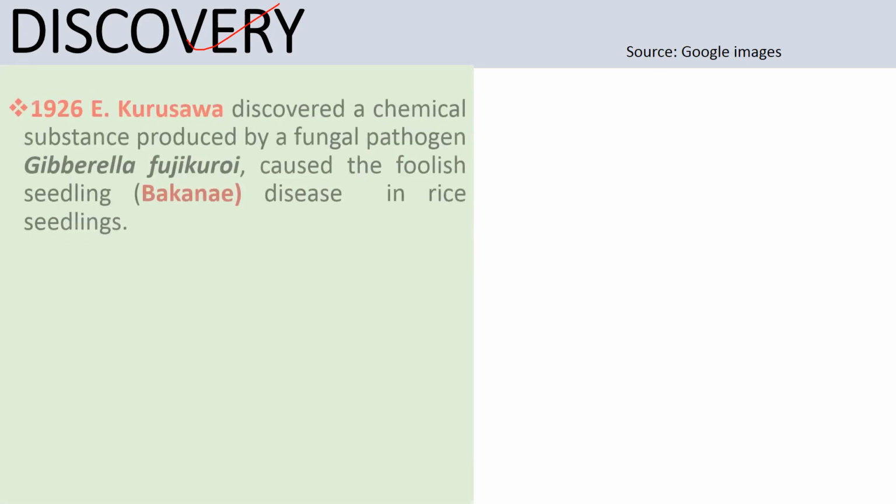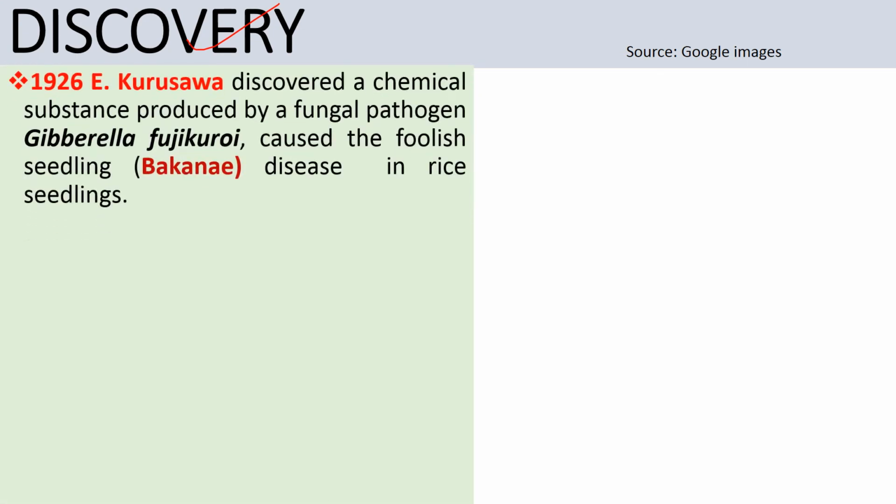Then discovery. So firstly, it was discovered by a person named as E. Kurosawa in Japan. He observed a plant which was infected with the fungal pathogen. एक fungal pathogen है जिसका नाम है Gibberella fujikuroi, and this fungus pathogen is responsible for causing one disease in the rice plant जिसको बोलते हैं Bakane disease or foolish seedling disease of rice.